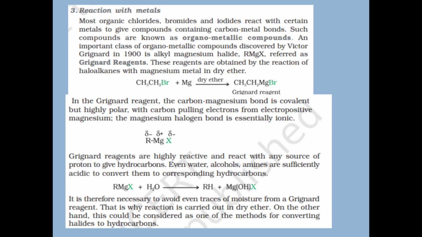The carbon magnesium bond is covalent but highly polar, with the carbon pulling electrons from the electropositive magnesium. The magnesium halogen bond is essentially ionic. RMgX.